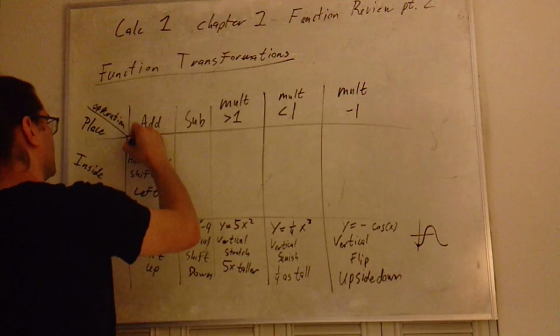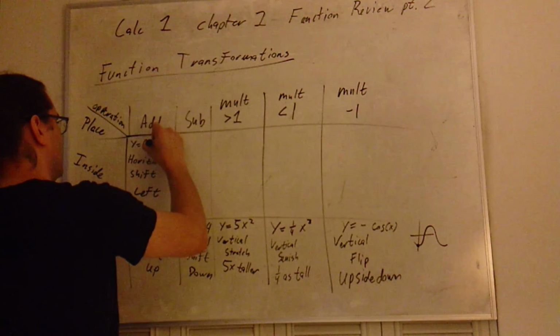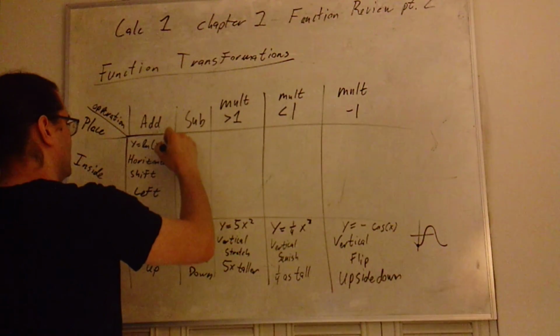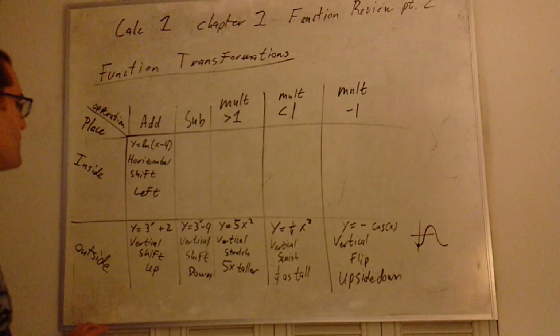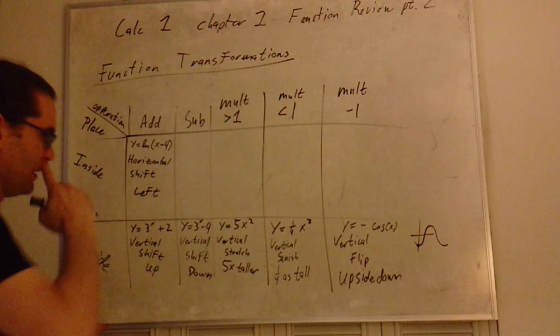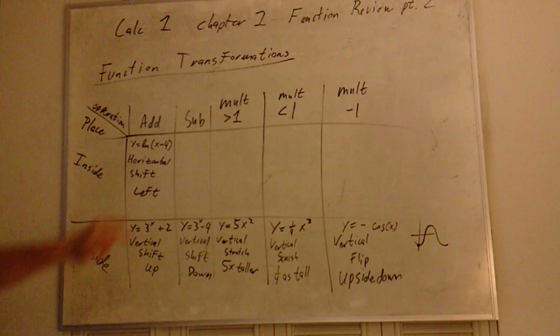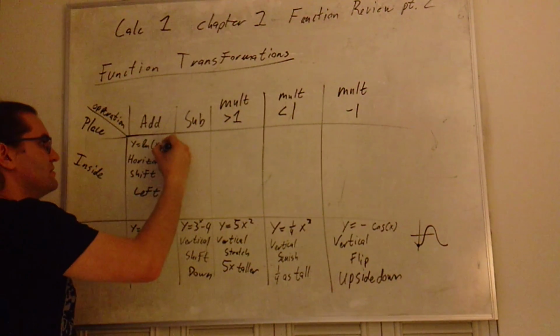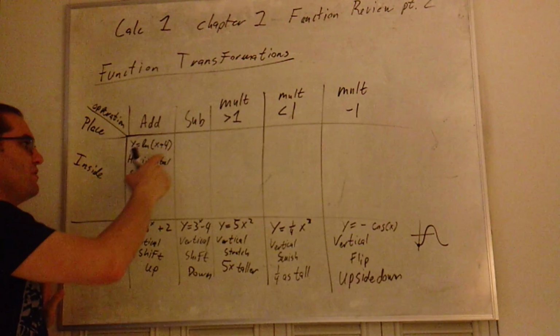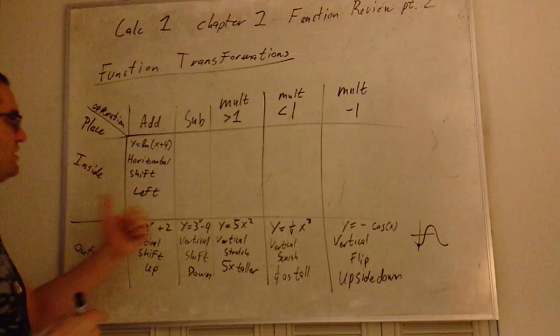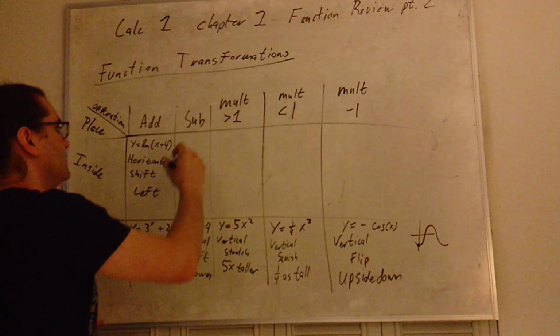So this might be something like y equals the natural log of x minus 4. I already used minus 4. I'm not erasing it. So this, plus. This is the addition column. X plus 4 on the inside of the function is going to do a horizontal shift to the left.